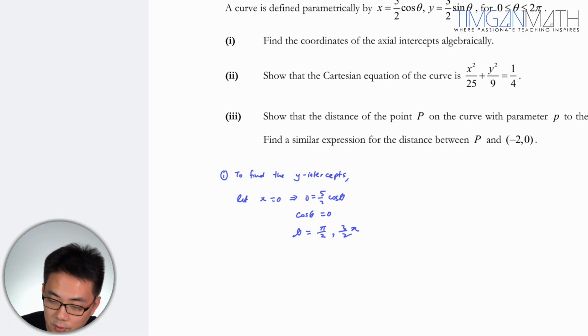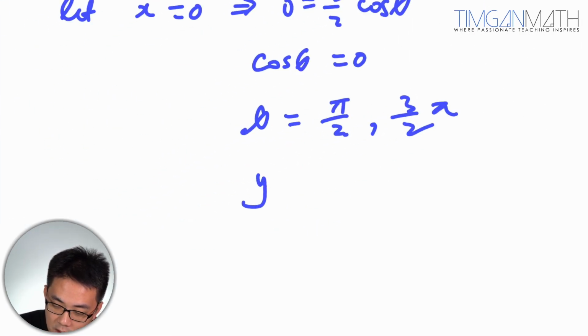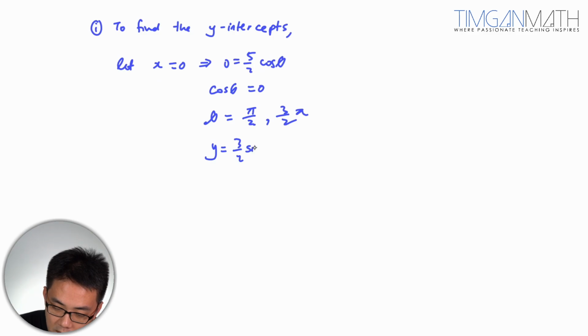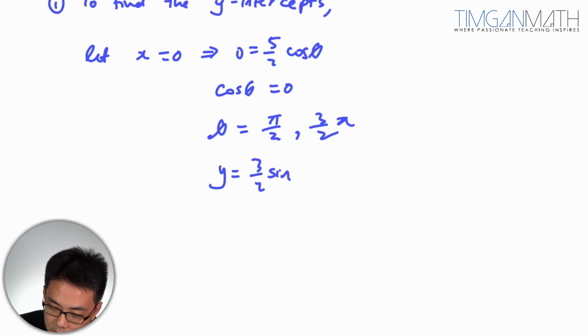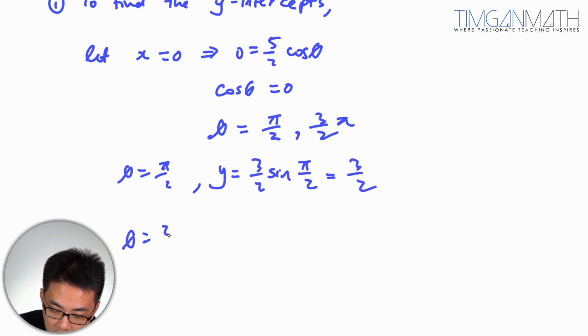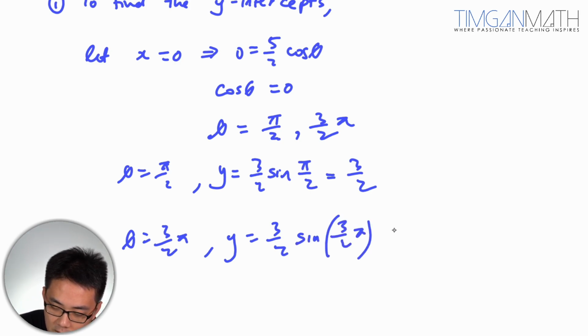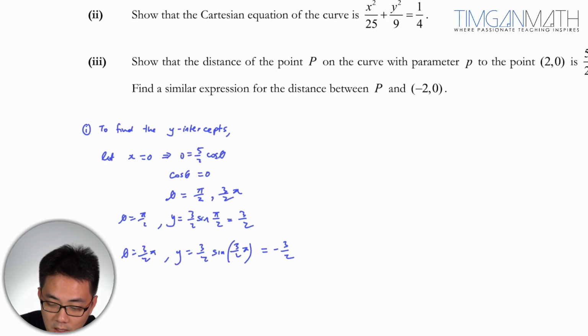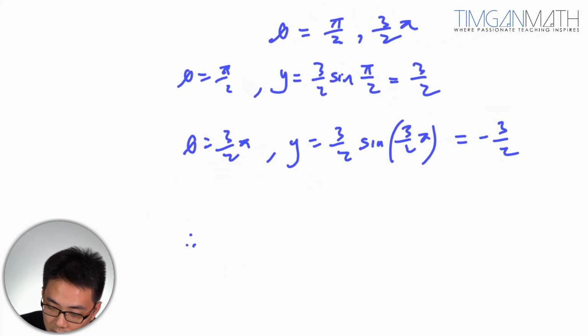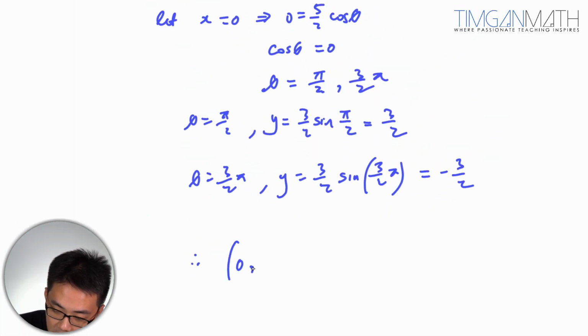So when theta is pi over 2, we can find what y is. Y would just be, substitute this in, 3 over 2 sine pi over 2. There's 90 degrees, so theta is pi over 2. Sine 90 is 1, so this is 3 over 2. And when theta is 3 over 2 pi, y equals 3 over 2 sine 3 over 2 pi, that will be negative 3 over 2. This is negative 1. So the coordinates of the y-intercepts: we already have 0, 3 over 2, and 0, negative 3 over 2.